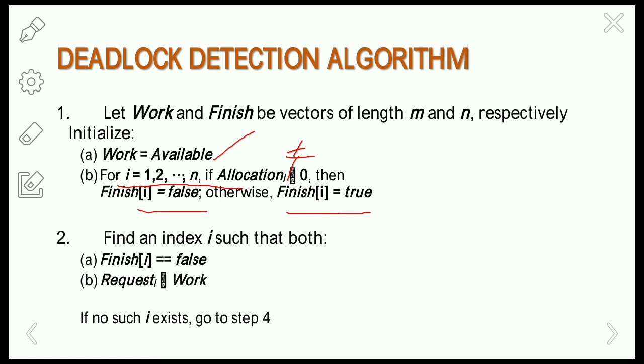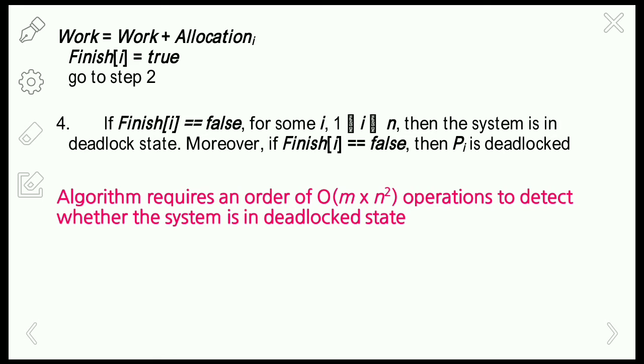Find an index i such that both Finish[i] equals false and Request[i] is less than or equal to Work. So we have to find the index such that the request must be less than or equal to Work. If no such i exists, then go to step 4. It is somewhat similar to Banker's algorithm, but it is not the same; there are some modifications from Banker's algorithm. Then Work equals Work plus Allocation and Finish[i] equals true. This is the third step.